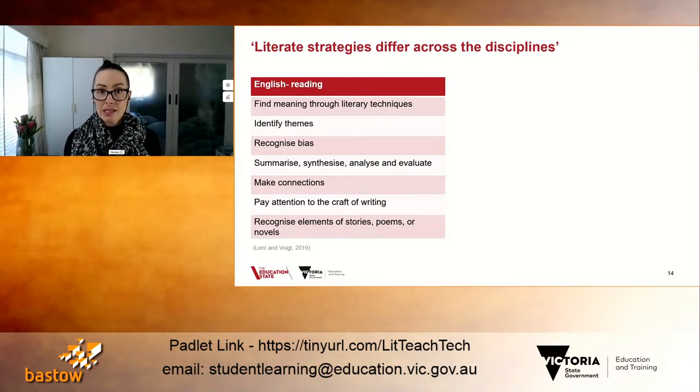Recognizing bias of the narrator or of a piece of text. So say if we're reading, well, goodness me, isn't this a useful skill at the moment, recognizing bias. So if we're reading, say, for example, some newspaper articles, could we recognize the bias of the author of those articles if they were reporting on a current news event or a global pandemic? That is a really important skill for students to be able to do in English as a part of reading.